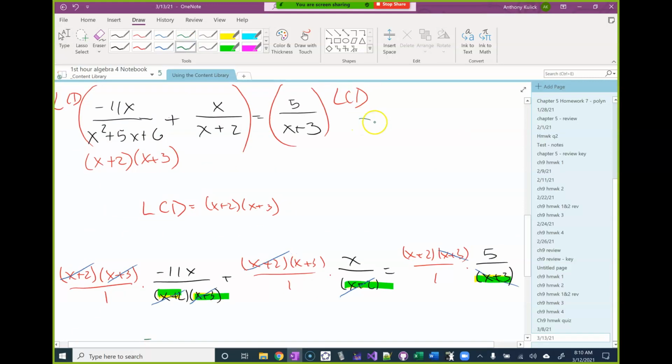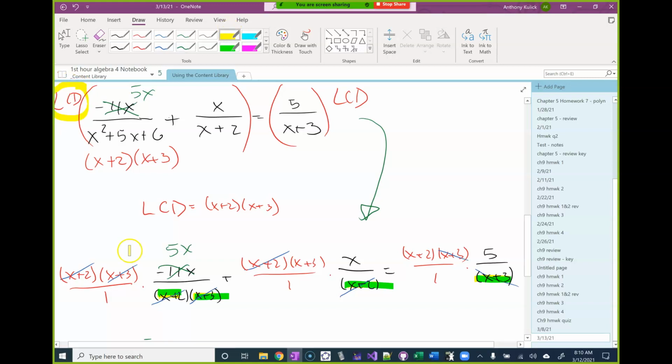So wait, would that first number be a 5 as well? Yeah. Yeah, these are all 5x's. Is what I meant. Multiplying x plus 2 at the end, or to the first fraction, what did you multiply it by again?